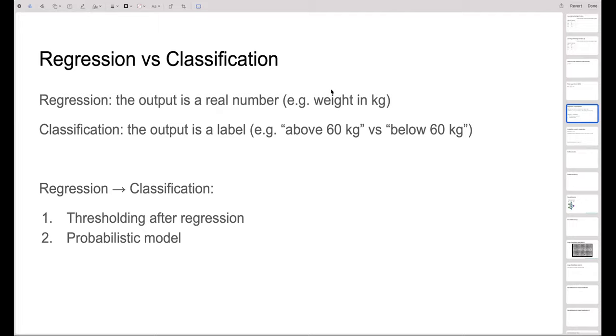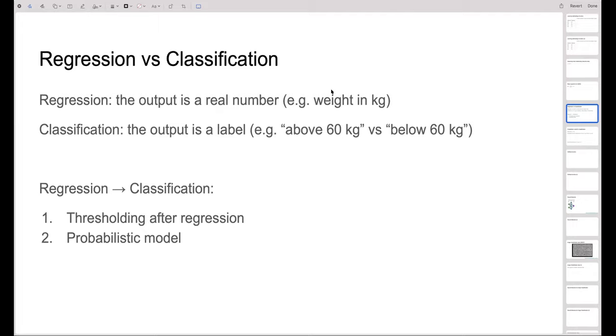Not saying regression is more or less important, but it's easier to think of it as going from regression to classification, because everything in regression is a real number, but in classification things are no longer real numbers, but more categorical, more discrete. So we can think of how we can move from regression to classification. Number one is that we can threshold after regression. We can train a model using regression data, just like how we did, and then try to just threshold it.